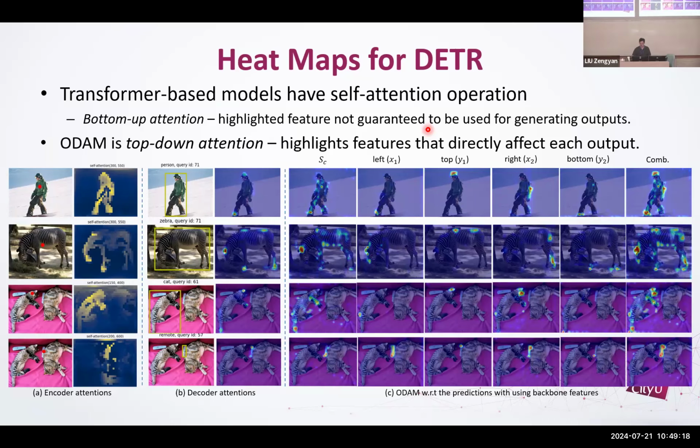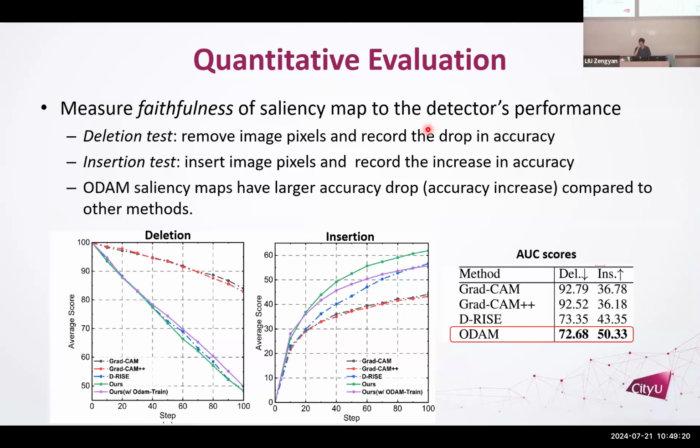In terms of evaluation, those are some qualitative results. For evaluation, we use something called faithfulness, which means we use a saliency map as a rank of different pixels. We have two tests. One is called the deletion test. Deletion means that we use the ranking of the saliency map to remove pixels from the image, and then we try to see the drop in the accuracy of the model.